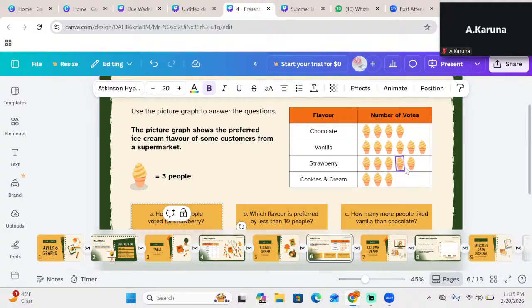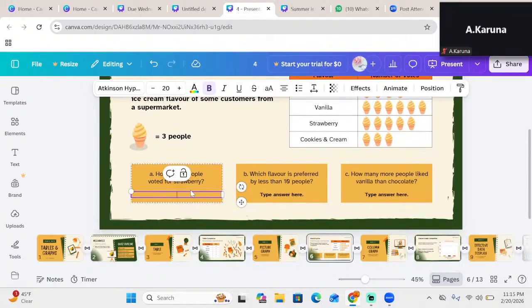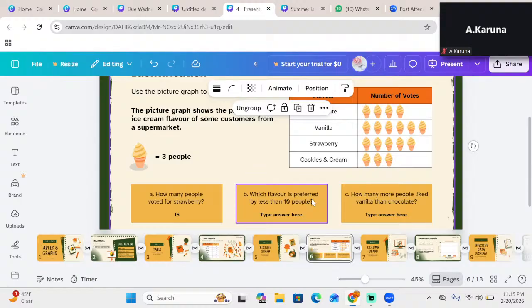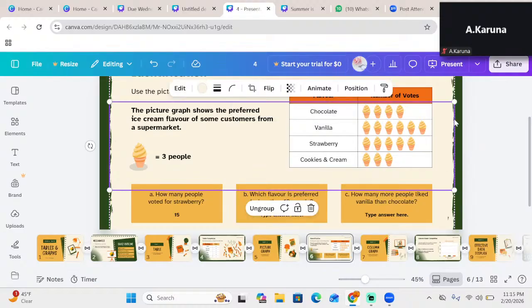3, 4, 5 strawberries. Here, they said the number of votes is 5 ice creams, and each ice cream is 3 people. So what's 5 times 3? 15. So 15. Now let's look at this. Which flavor is preferred by less than 10 people? Okay, well now we have to look at each of them.